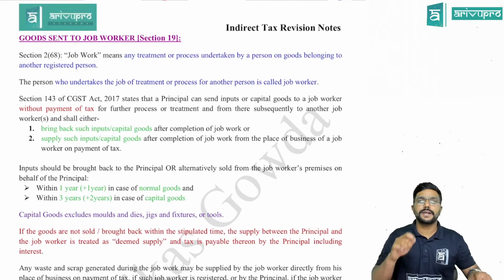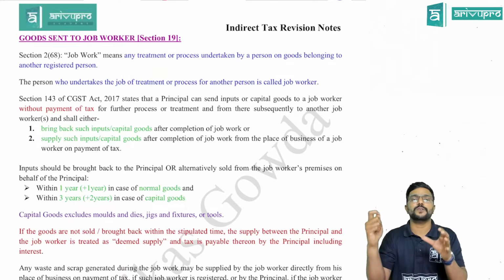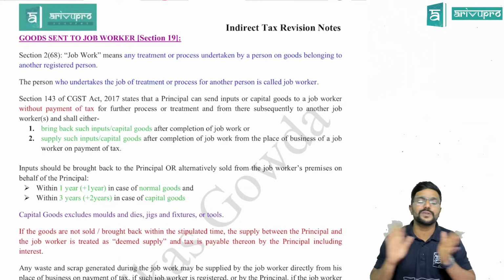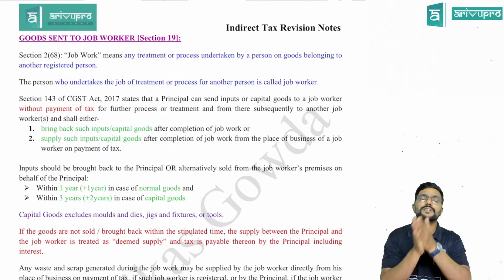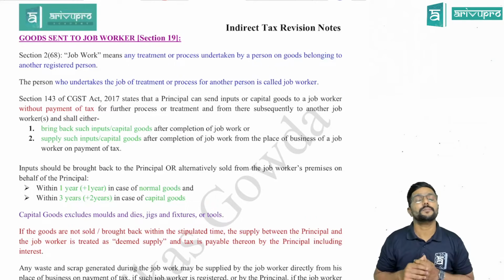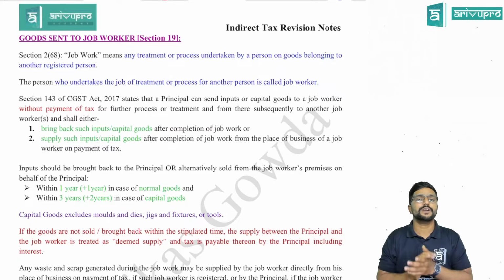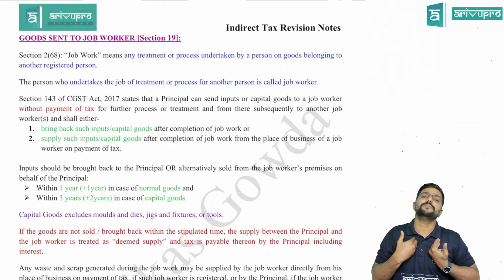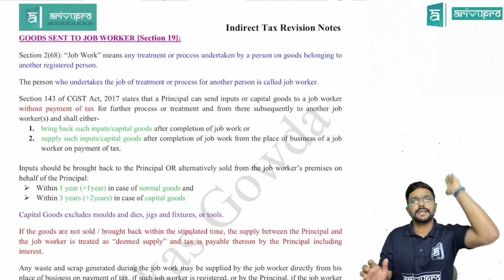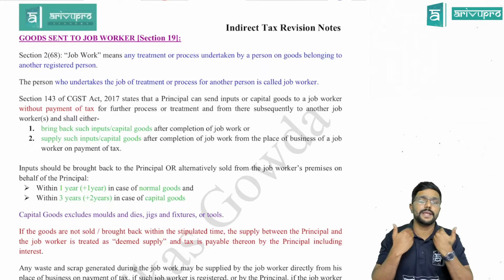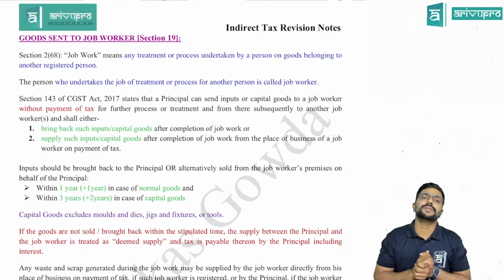Then coming to section 19, which talks about goods sent to a job worker. Job work is a treatment or process done by a job worker for someone else's goods. So he is not buying any goods, he is not selling any goods. He is just performing certain process or treatment for someone else's goods. That someone else is called principal. So principal can buy the goods and send it to the job worker, on which he can claim the input tax credit, or else he can ask the supplier to directly deliver it to the job worker, on which again the principal can claim the input tax credit.